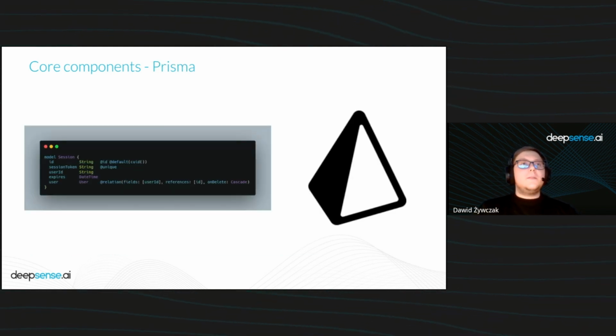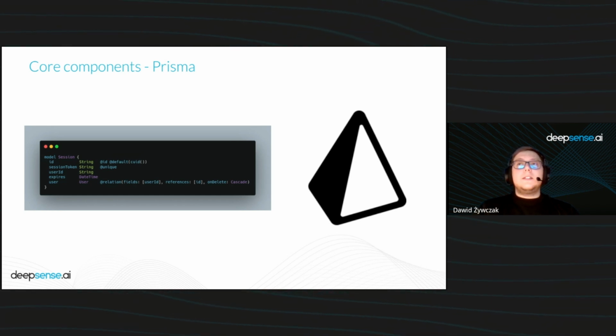Next, we have Prisma, which is a modern object relational mapping tool designed to simplify database interactions. It provides a type-safe and intuitive way to define database schemas, run queries, and manage migrations. Prisma generates TypeScript-based models that ensure consistency and error checking when interacting with the database, making it easier to write reliable and maintainable code.